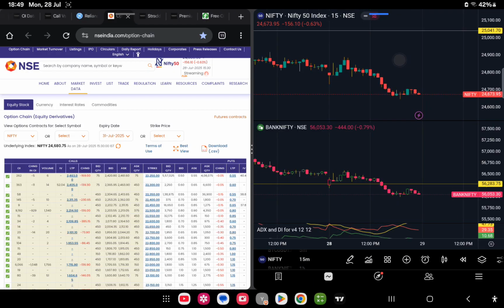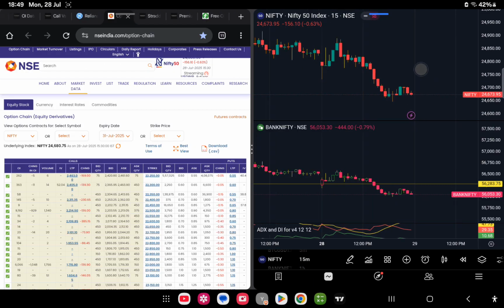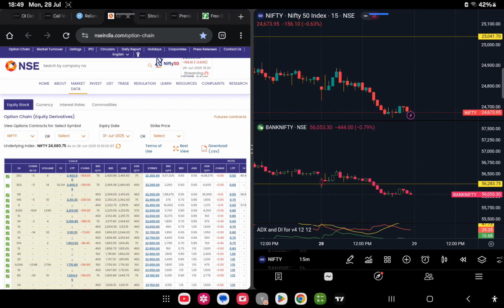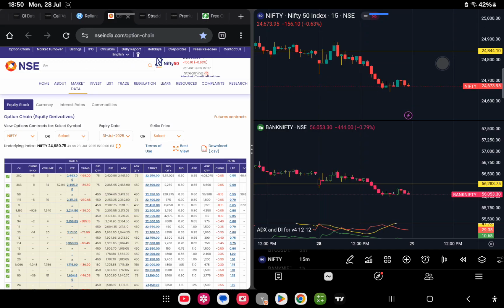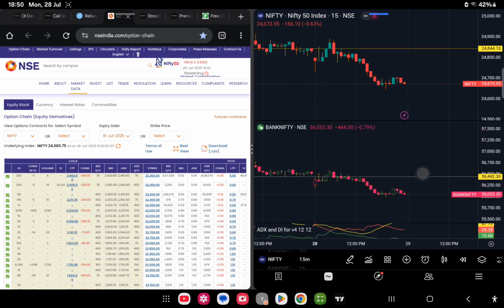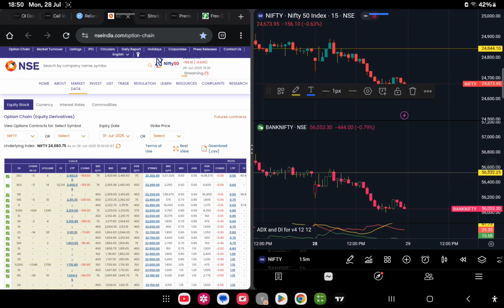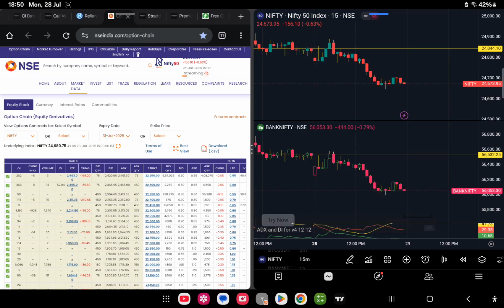Okay, so you see gap down and markets are going down. So I'll take the line for support. So this is the support, last previous close. Okay, so how previous close has acted as resistance here, you could clearly see.